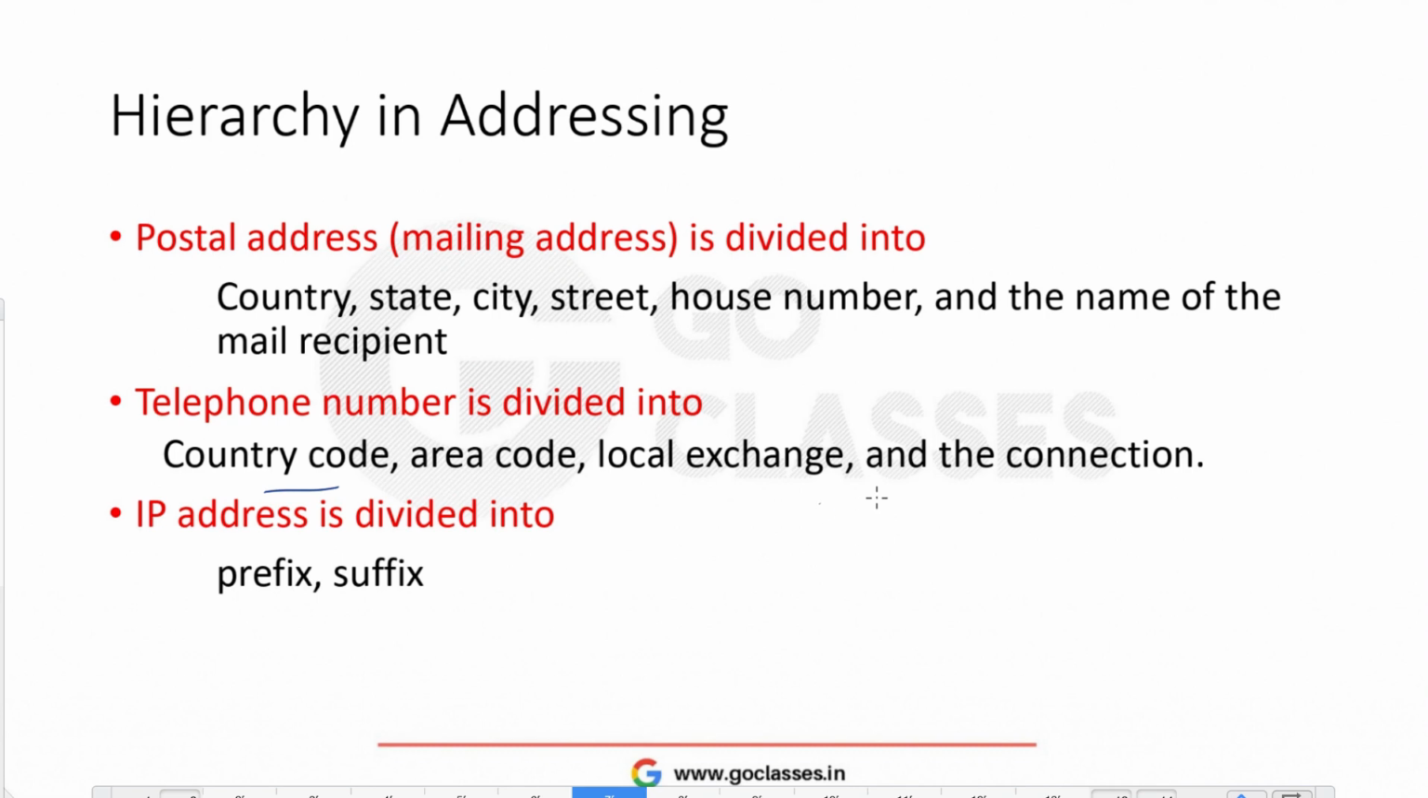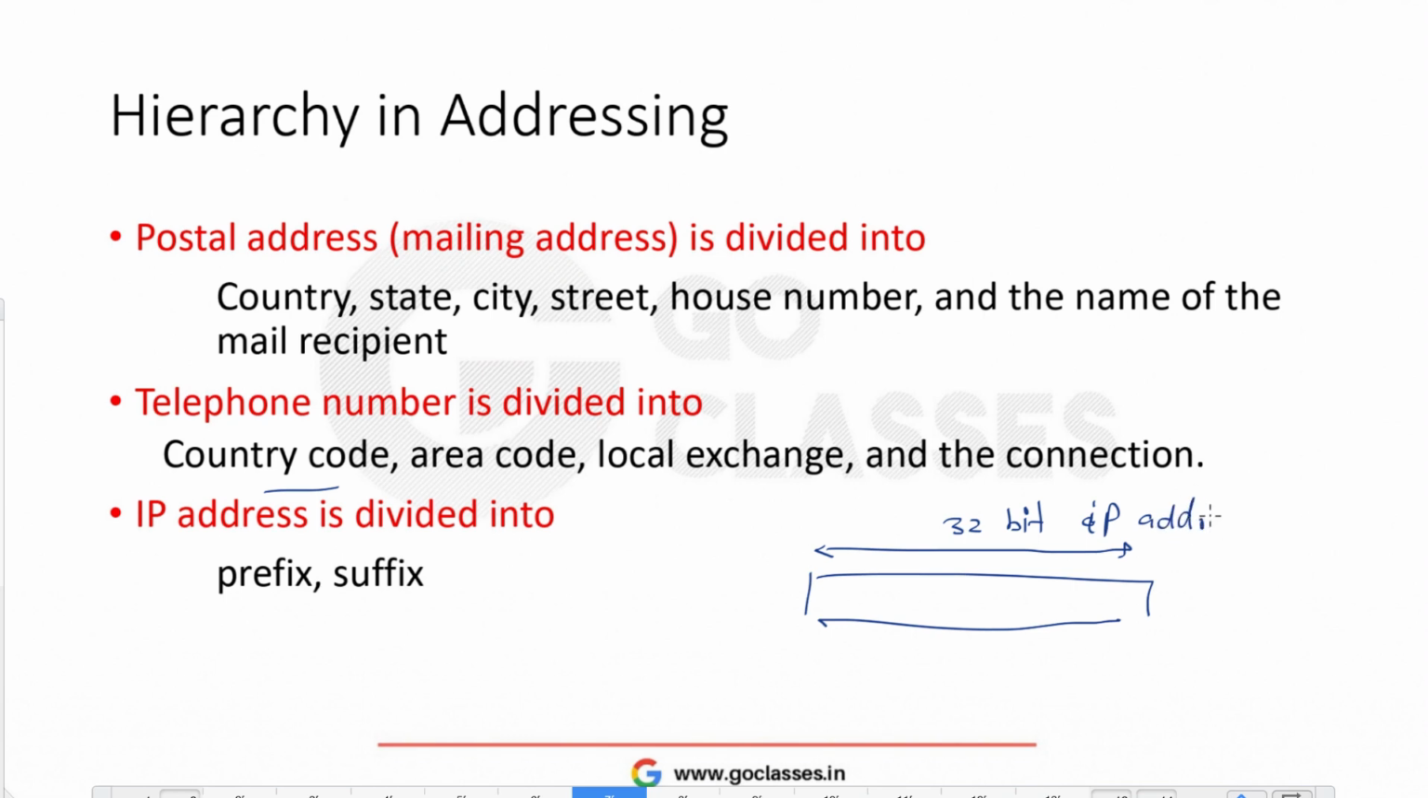Now coming to IP addresses, they also have a hierarchy, which is divided into prefix and suffix. Suppose I have a 32-bit IP address. This will also be divided into two parts. One part is called the prefix, and the other part is called the suffix. The prefix part is also called the network ID. So there will be a network ID. I am writing NID, where N means network and ID means ID.